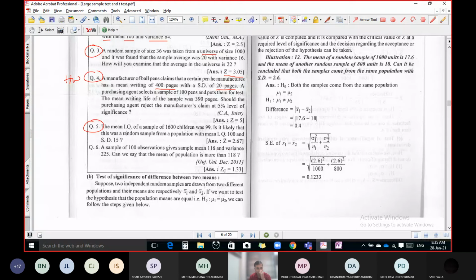Question number 5. The mean IQ of the sample of 600 children was 99. It is likely that this was a random sample of population with mean IQ 100 and standard deviation 15. So population mean is 100, so mu is 100. Sigma is 15. Sample is of 1600 and mean is given 99. So it is almost like question number 2. So you can do this by yourself. Okay, let us do question number 6.